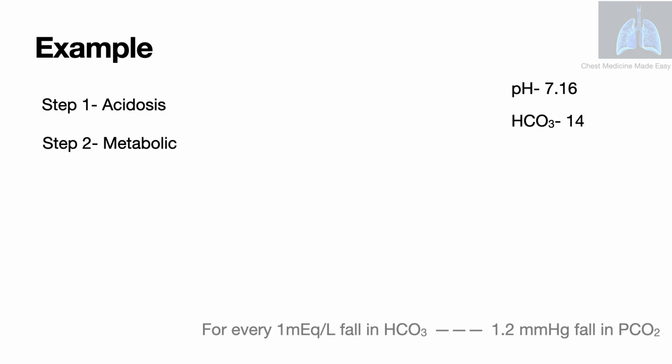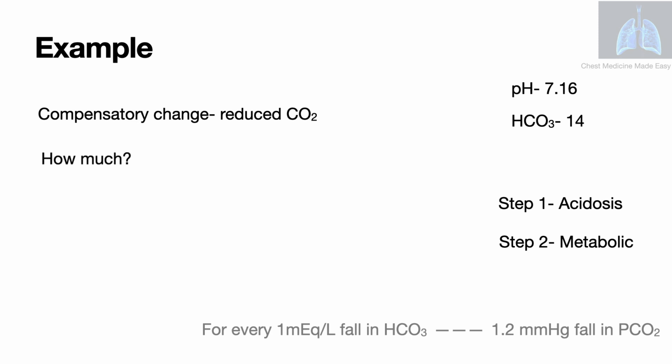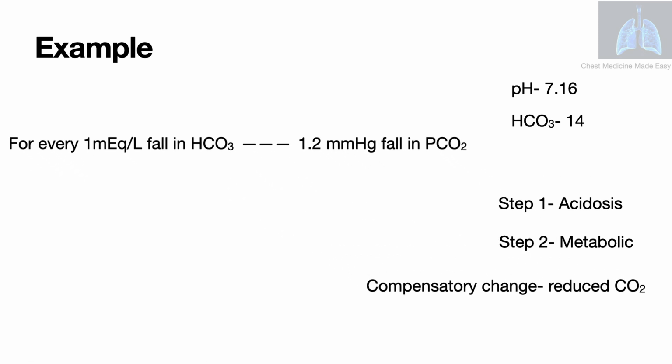So we said for every 1 milliequivalent per liter fall in bicarbonate, there is a 1.2 millimeters of mercury fall in PCO2. So the compensatory change would be reduced PCO2. But how much would the PCO2 be reduced? Again, for every 1 milliequivalent per liter fall in bicarbonate, there will be a 1.2 millimeters of mercury fall in PCO2.